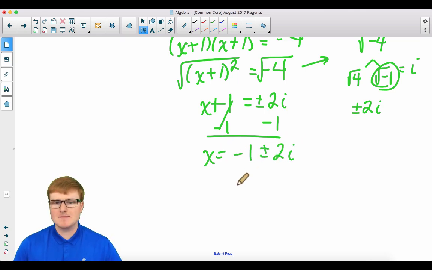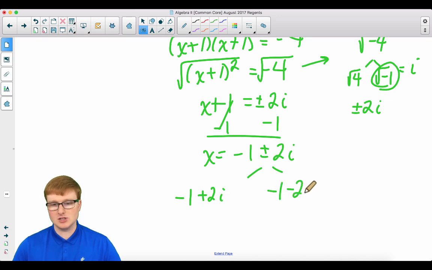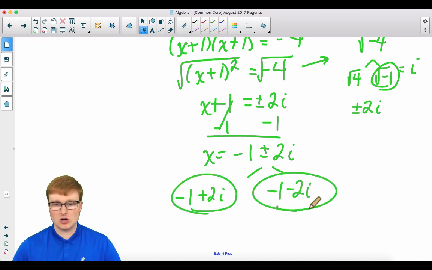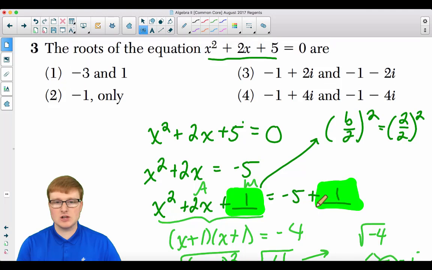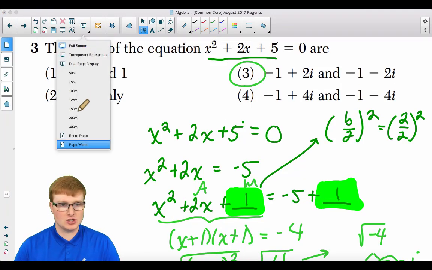When you rewrite that, make sure it's in a plus bi form. That's probably the best way. But when you just break it down, this is negative 1 plus 2i and negative 1 minus 2i. And these, ladies and gentlemen, are your answers. We're looking for those roots of the equation. Your answer is choice 3 for that question.